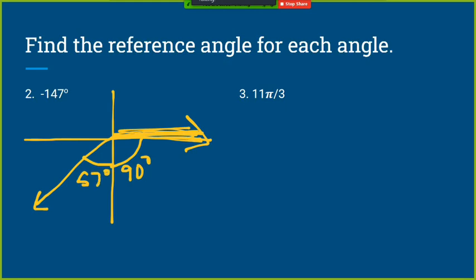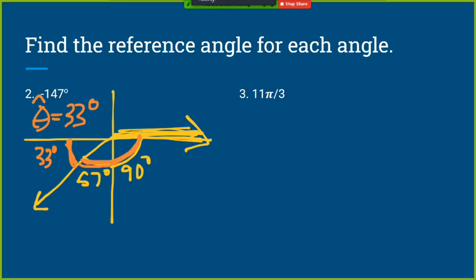The reference angle is always formed with the x-axis. So it's going to be this angle right here, which is the complement of 57, which would be 33 degrees. So theta hat in this case is going to be 33 degrees, because that's how many more degrees you need to go to the x-axis if you went 147 degrees clockwise.